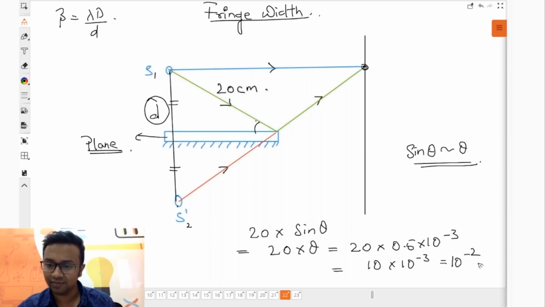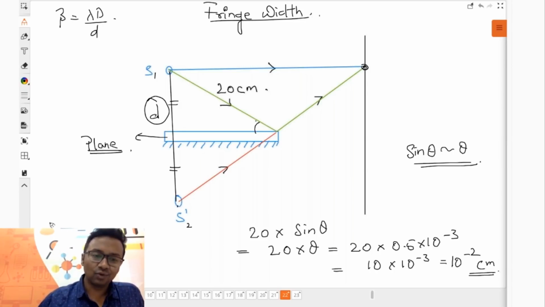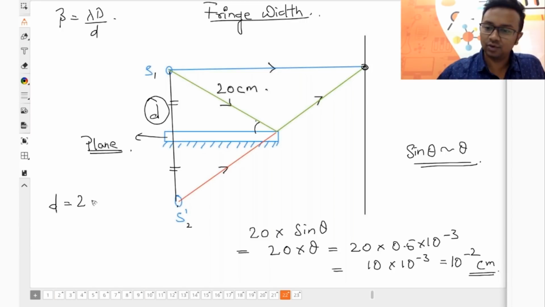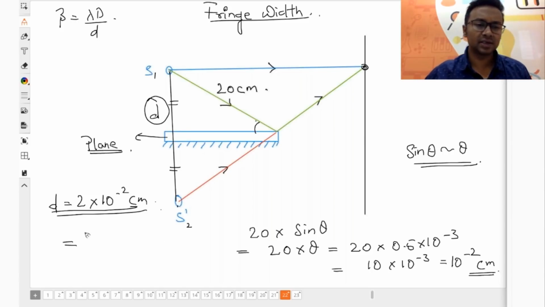In terms of, it's like centimeter into theta. So that's going to be in centimeters. Clear, students? So you get the value of your d. So the total distance is going to be 2 into 10 to the power minus 2 centimeter. All right, convert it into meters. So 2 into 10 to the power minus 4 meters.